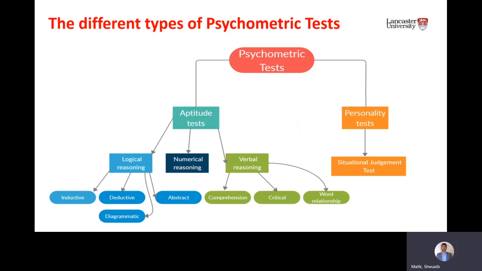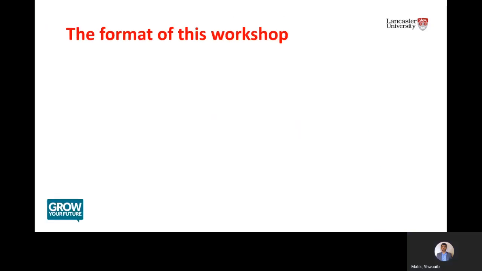In this webinar, I aim to provide practice questions for each of these types of test. The number of questions for each type of test will vary depending on how common they appear in your application processes for graduate schemes, placement years, and summer internships. For example, with numerical reasoning tests, which is a very common type of psychometric test, there will be 4 practice questions. However, with word relationship tests, which aren't that common, there will only be 1 practice question.